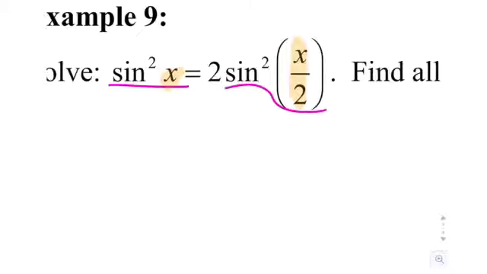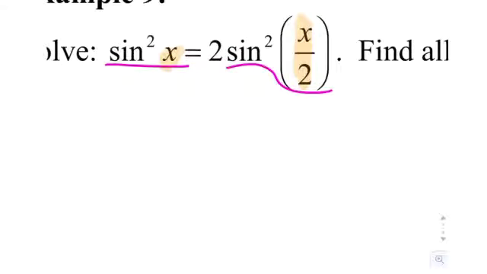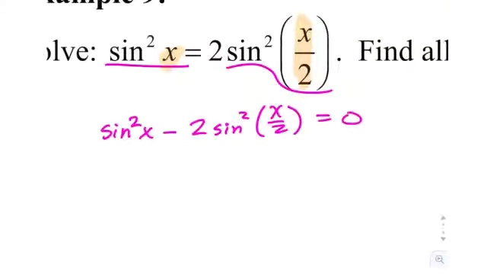What do y'all want to do first? Set it equal to 0. That's probably a very good first thing to just establish as a routine. If you have more than one variable term, get everything on one side, set it equal to 0. Because now you're looking to factor. And notice they're both sine squared, but there's nothing common because the angles are not the same.